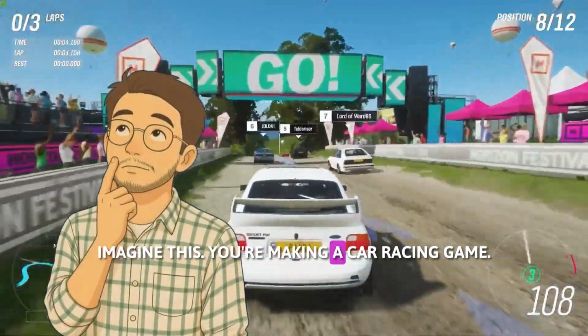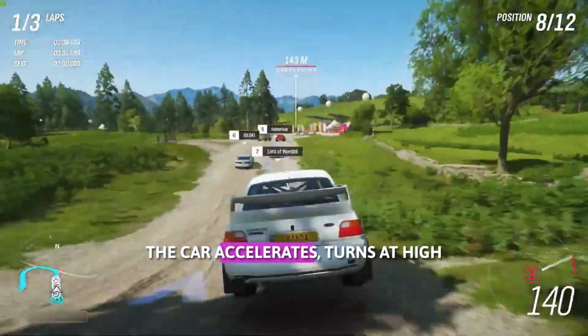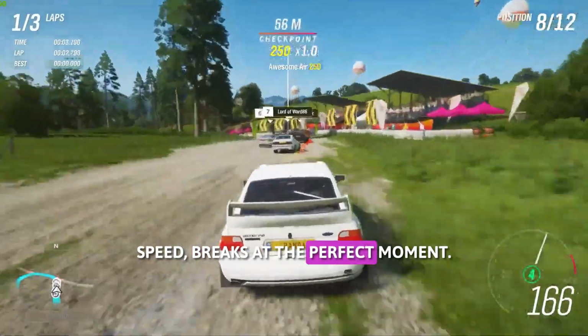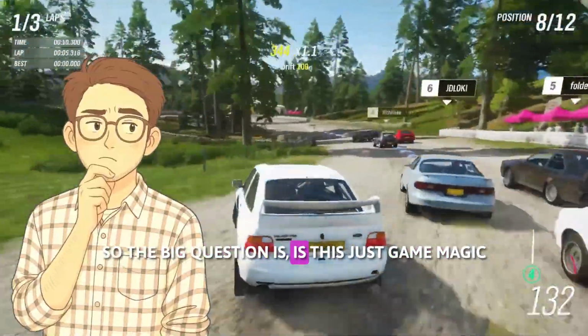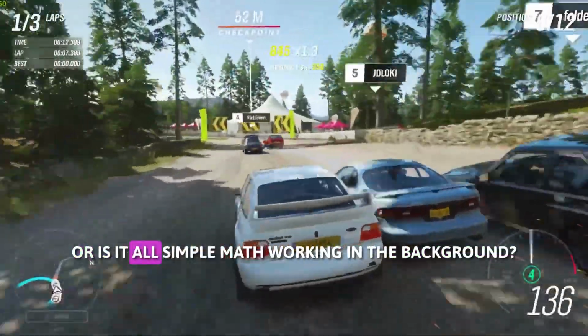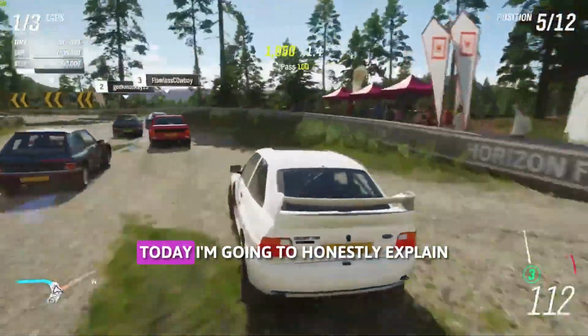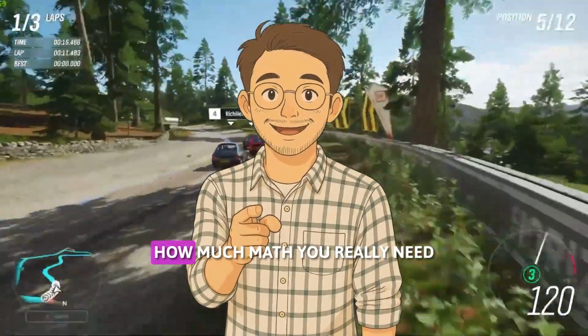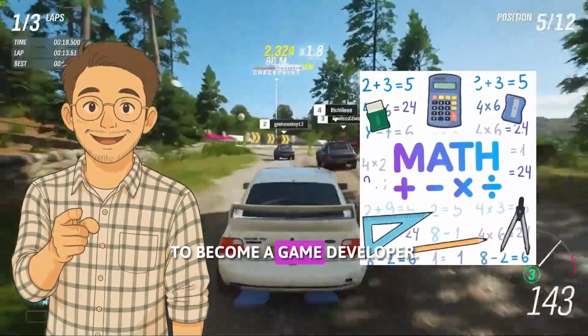Imagine this, you're making a car racing game. The car accelerates, turns at high speed, brakes at the perfect moment. So the big question is, is this just game magic, or is it all simple math working in the background? Today, I'm going to honestly explain how much math you really need to become a game developer.